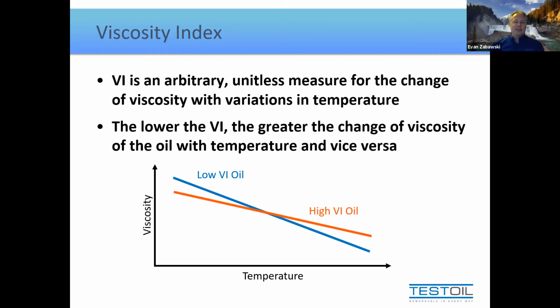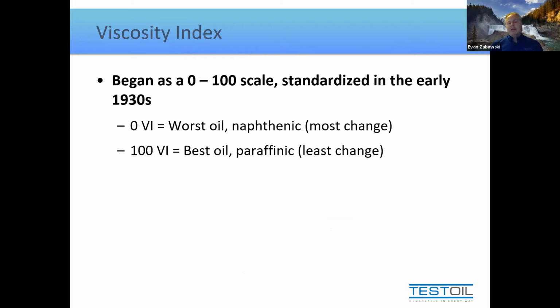Well, to answer that, think of it this way. When this scale was created in 1928, they looked at the two oils that they had out there that were at the extremes: the oil that had the least amount of change compared to the oil with the most amount of change. California and Gulf Coast oils changed the most due to temperature, and they arbitrarily called those ones zero. Then they took the oil that changed the least with temperature, which happened to be a Pennsylvania crude, and called it 100. So it was a reference scale.